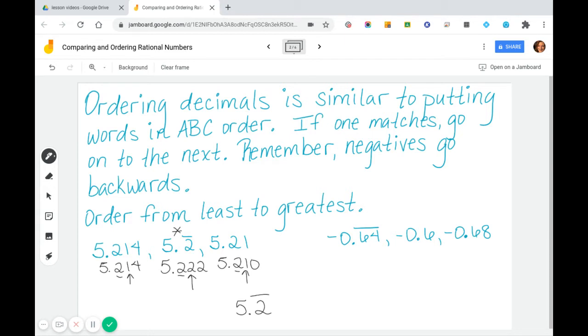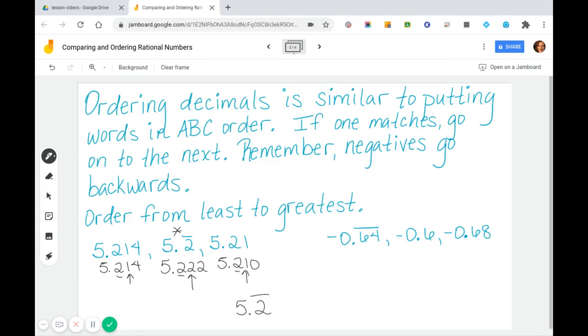Now, when you write your answers in order, don't write what you changed them to. So don't write the extended version. Or if you've got fractions, don't write the decimal conversion. Write the original number that you were given.